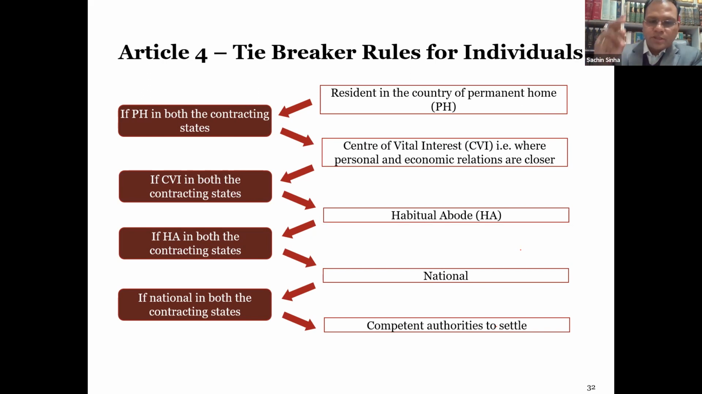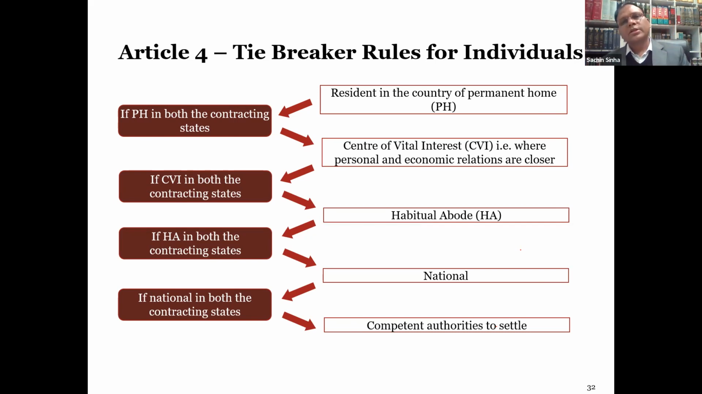Assuming this test is not satisfied in any case, then we go to the competent authority for the purpose of deciding my residency. Otherwise, generally, out of this, it is decided where the person is a resident, and based on this, the treaty benefits will apply, and whether the credit he will get or not.